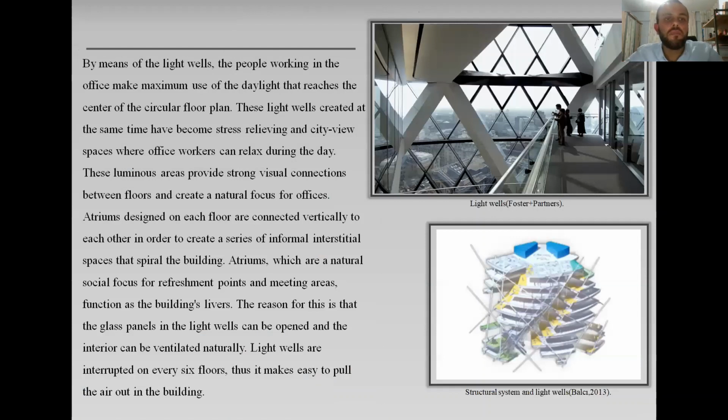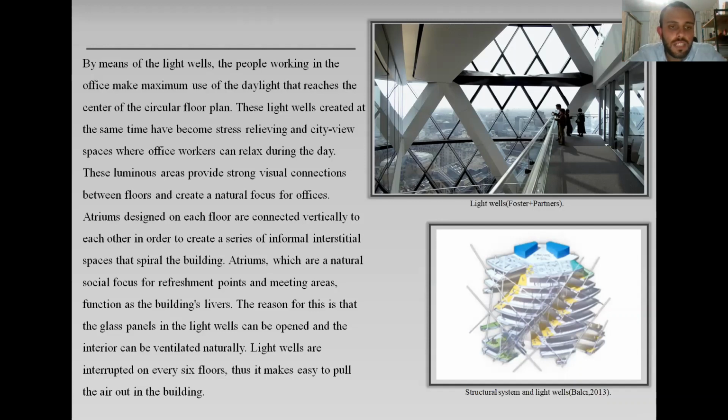By means of the light wells, the people working in the office make maximum use of the daylight that reaches the center of the circular floor plan. These light wells have at the same time become stress-relieving and stable spaces where office workers can relax during the day. These luminous areas provide a strong visual connection between floors and create a focus for offices.